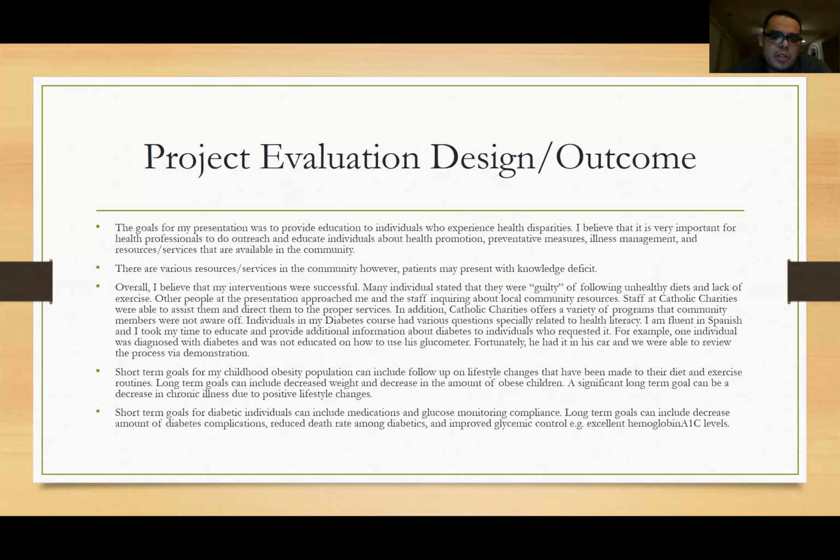There are various resources and services, as I explained, in our community. However, some of these patients do have a knowledge deficit. They don't know that these programs exist. And at times, they don't attend because they feel that individuals are going to be biased towards them. Overall, I believe that my interventions were successful.